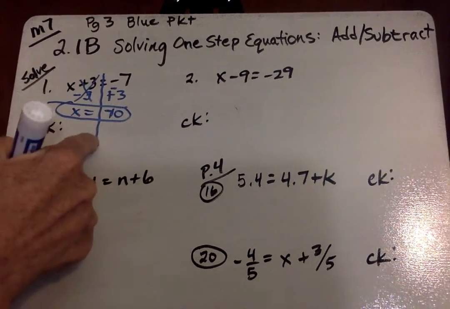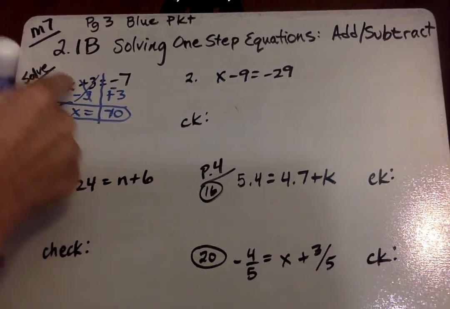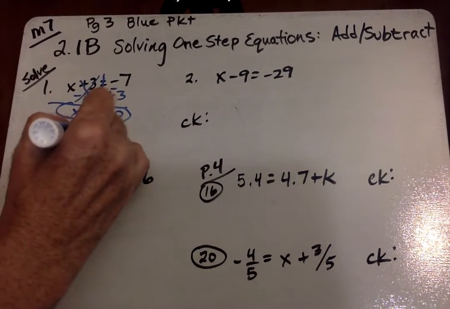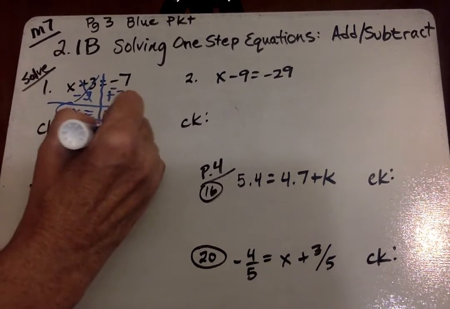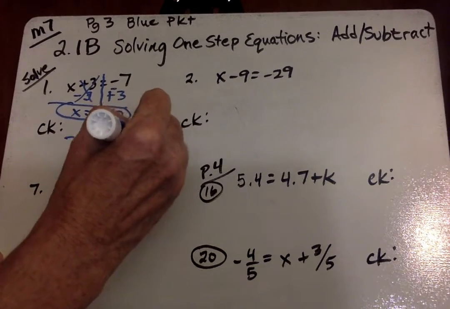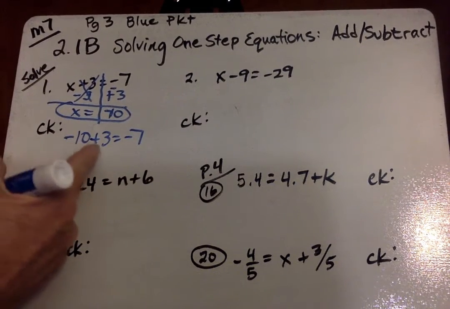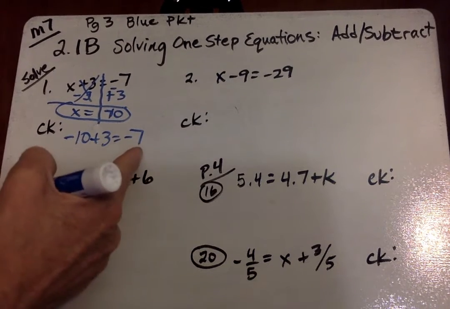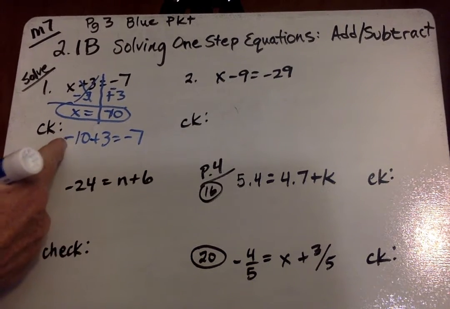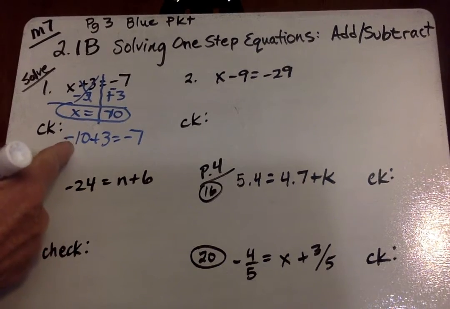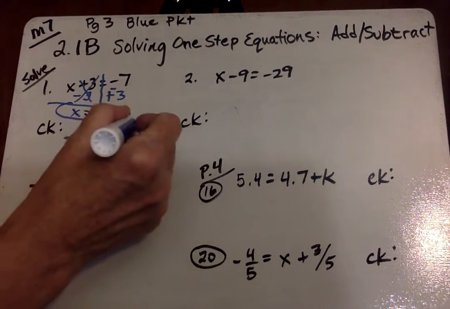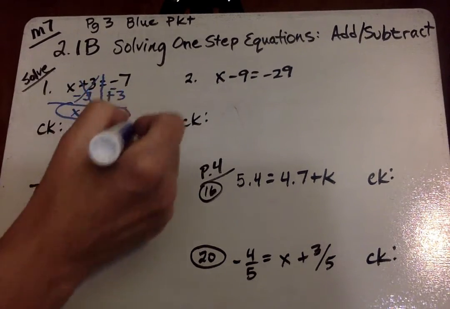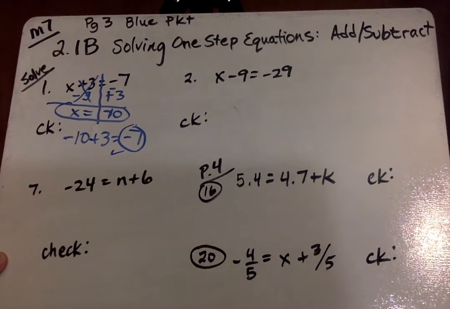To check, we put in negative 10 for x and say, does negative 10 plus 3 equal negative 7? Well, over here, that would be a battle. So we have to subtract. 10 minus 3 is 7. And we carry the sign of the one with more men. This one has more men or women or whatever. So we know that, yes, it's checked and it's good.